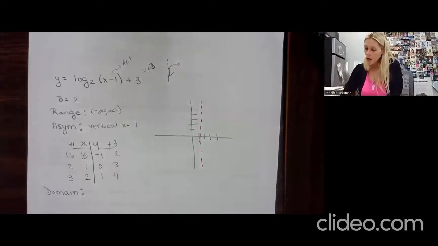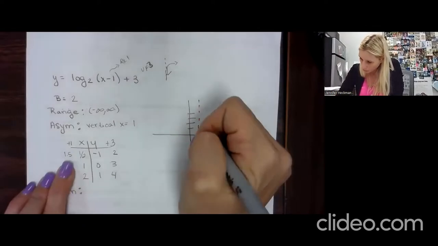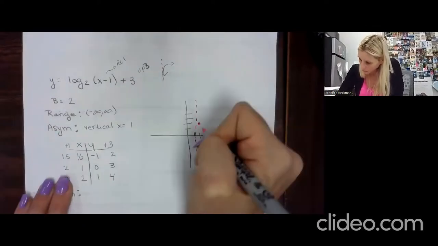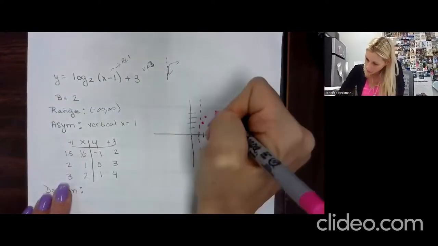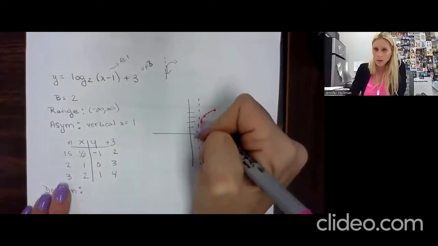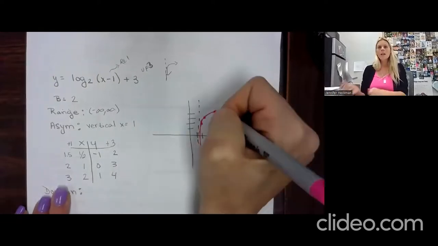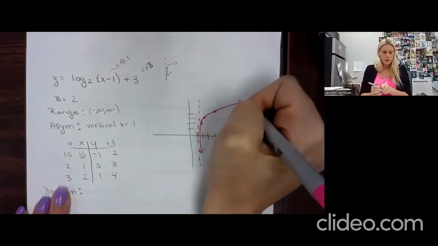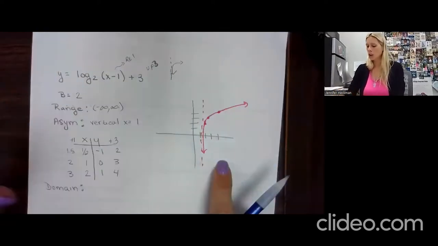Okay. Oh, I switched my colors. All right. So coordinate pair at 1.5, we're at 2. At 2, we're at 3. And at 3, we're at 4. So as you can see, if I connect these, as I go to the left, I'm going to hug the asymptote. And as I go back out, I'm going out and up. Okay. And there's our log. Very good. Look at our parent, look at our log. We didn't flip at any time, so it should go in the same direction.